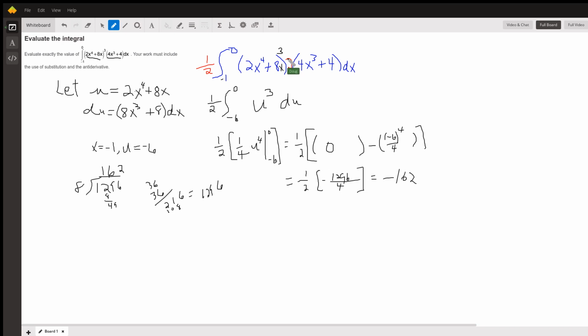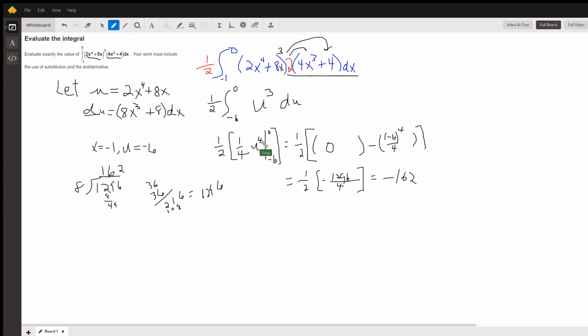We think, well, I'm going to multiply this by 2 so that all of this will equal du, but I have to put a 1/2 out front to accommodate that fact. Now we're ready to use u-substitution. We're going to replace 2x to the fourth plus 8x with u, so I get u cubed. We're going to replace 8x cubed plus 8 with du. That's what du equals. And then we're ready to take the antiderivative of u cubed.